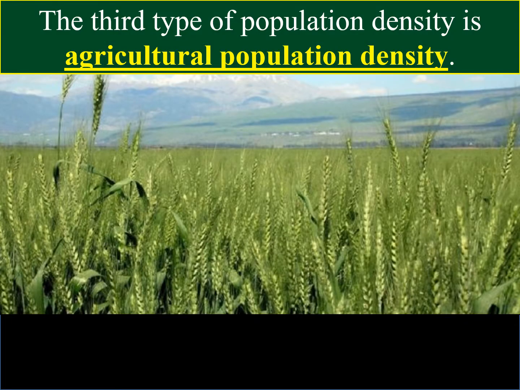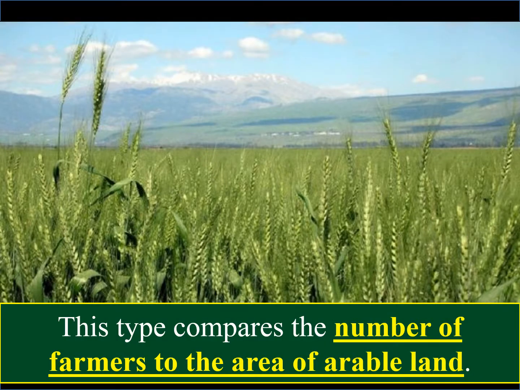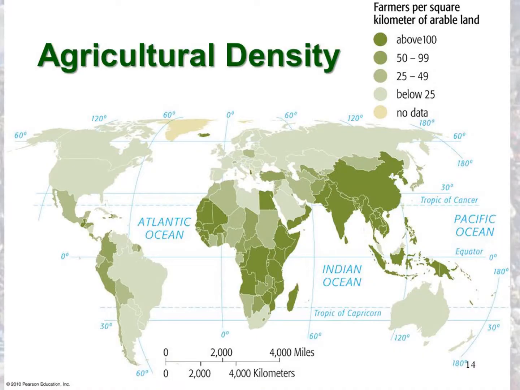The third type of population density is agricultural population density. And again, the big difference here is that instead of looking at total people, it's just looking at farmers. So farmers divided by arable land. This again is a great measure of development. We see in less developed places, you're going to have a lot more farmers per arable land than in highly developed countries. That's because in highly developed countries, we don't need a lot of farmers, because our farmers have the technology that makes it possible for them to farm large areas with a lot fewer people.